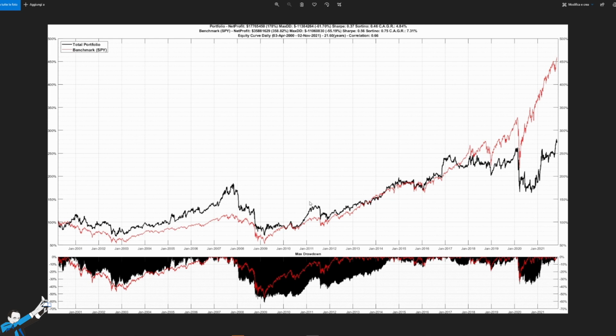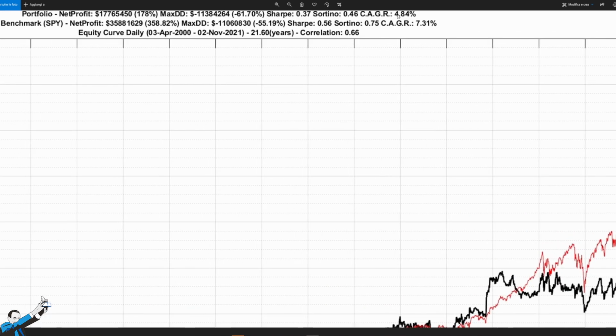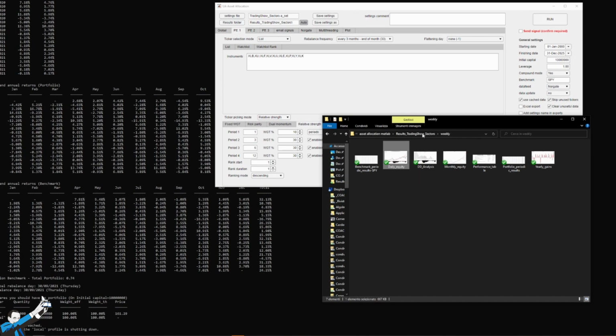Plus, buying and holding the SPY, so the S&P 500, would have produced much better results than this allocation model during the last period. As for the annual returns, the profits of this model are much lower than those of the SPY. So let's extend the time horizon a bit and go with 1 month instead of 1 week.